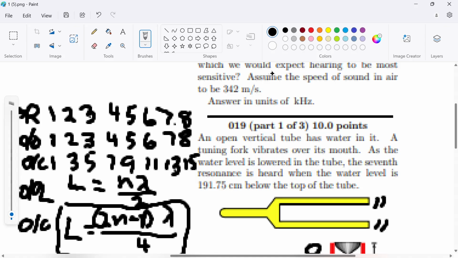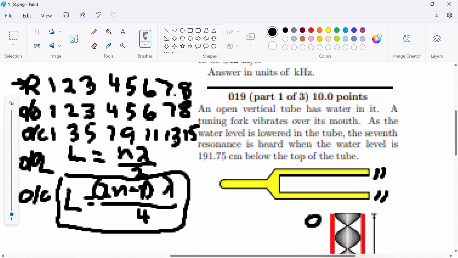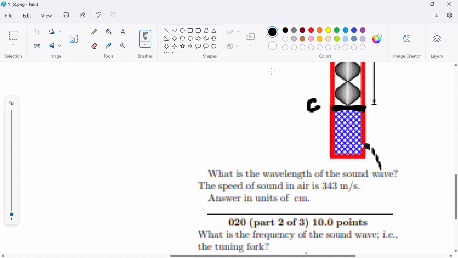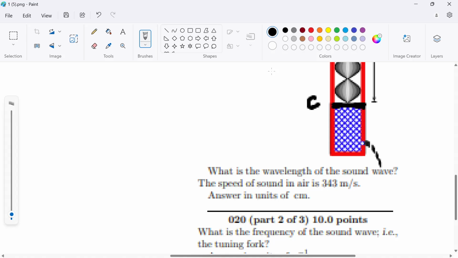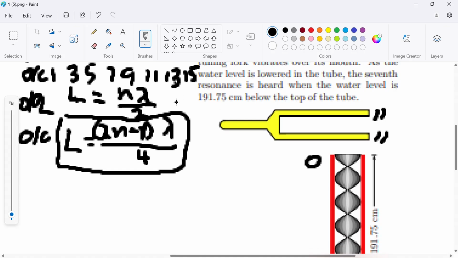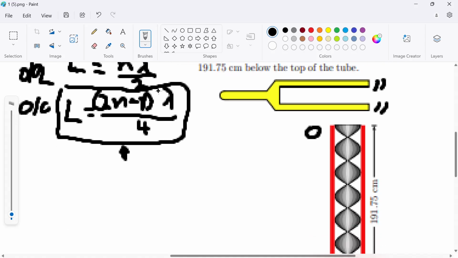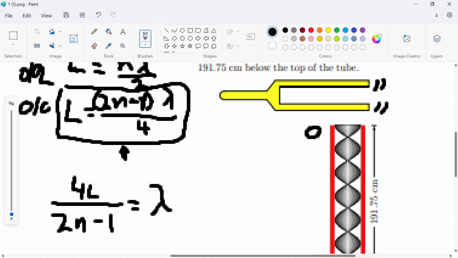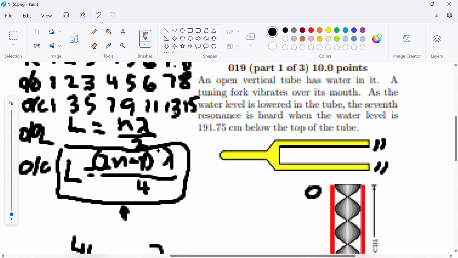As the water level is lowered in the tube, the 7th resonance is heard when the water level is 191.75 centimeters below the top of the tube. What is the wavelength of the sound wave? All right, so I'm going to manipulate this formula to find wavelength, and I'm using open closed. To find wavelength, I multiply both sides by 4, 4L, divide both sides by 2N minus 1, and that's going to be the wavelength of the nth resonance.